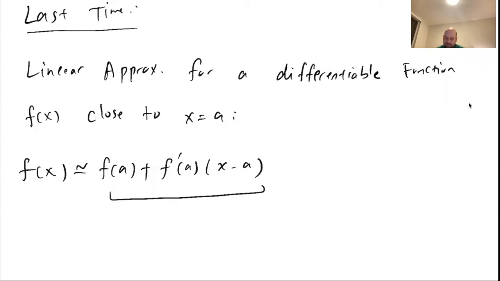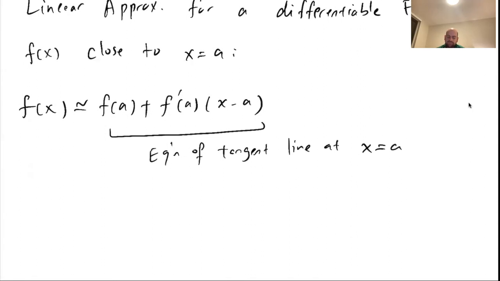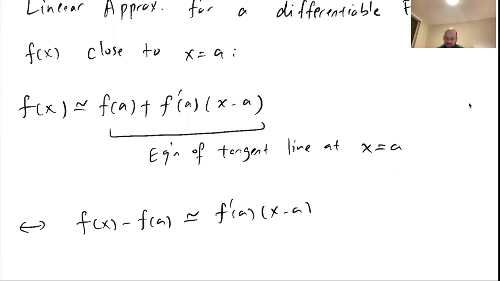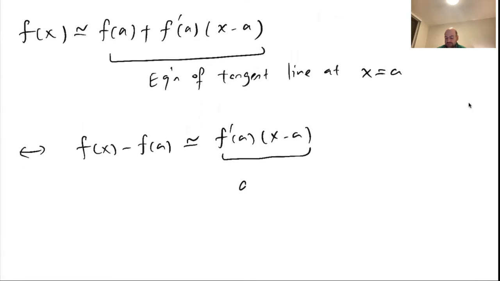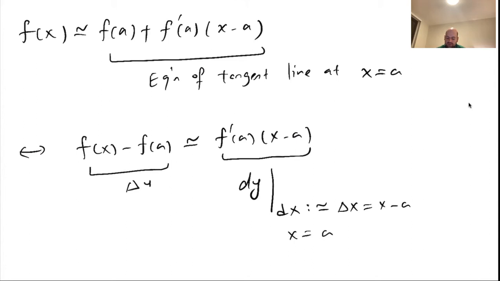And this equation is the equation of the tangent line at x equals a. Equivalently, we saw we can write this as f of x minus f of a almost equal to f prime of a times x minus a. Now this one, we saw, is the differential of y if dx is set as delta x, which is x minus a, and x is equal to a. And this one is delta y.